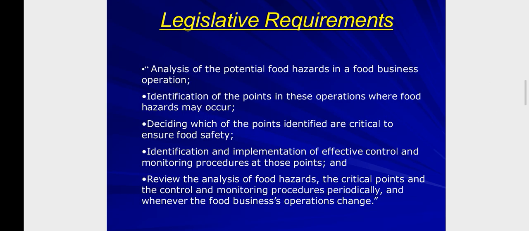So these are legislative requirements like analysis of the potential hazard. Then the identification of the points where the hazard can occur. Deciding which of the points identified are critical in terms of the nature of the food safety. Then the identification and implementation of effective control and monitoring procedures. Then we review the analysis of the food hazard and critical control points and monitoring procedures and document them. So these are legislative requirements.